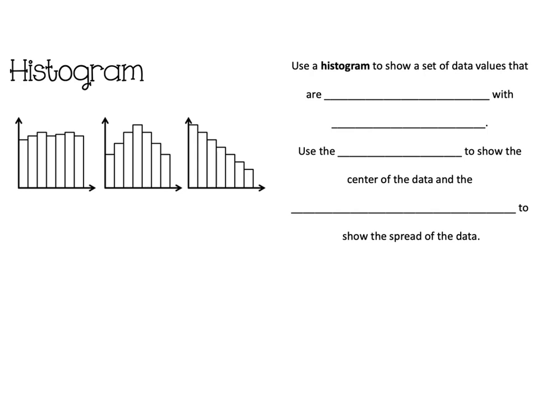Now we're going to talk about histograms. And histograms are used to show a set of data values that are closely grouped, with no outliers. And because there are no outliers, you can use the mean to show the center of the data and the standard deviation.